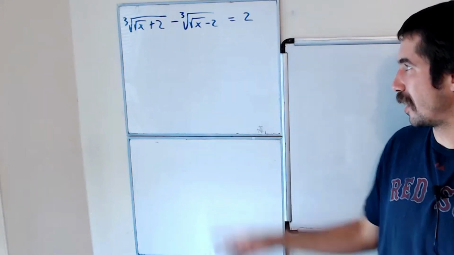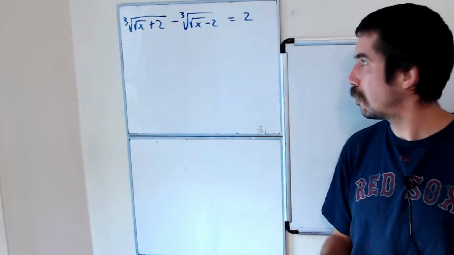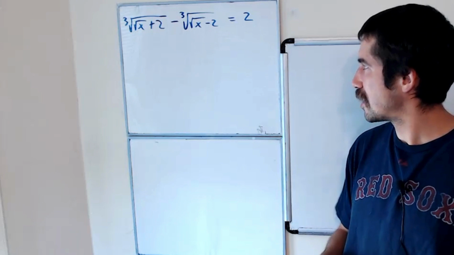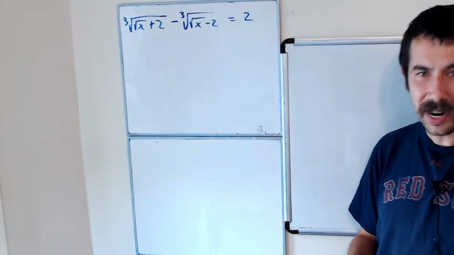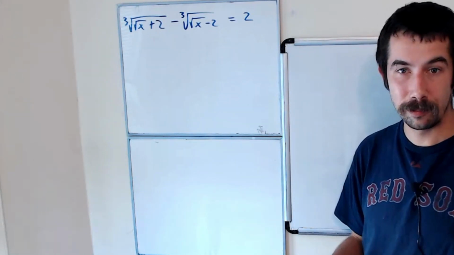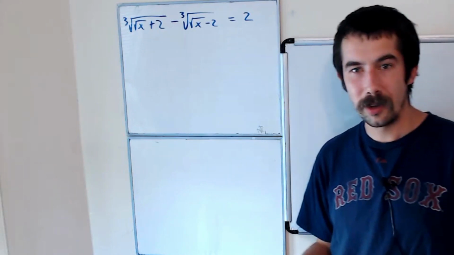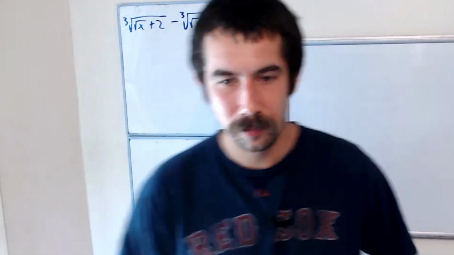Let's solve an equation today. The cube root of the square root of x plus 2, minus the cube root of the square root of x minus 2, is equal to 2. So try it on your own, or you can just watch me solve it.